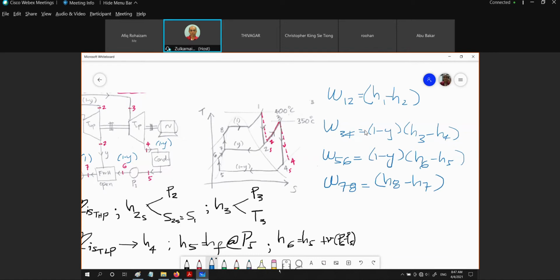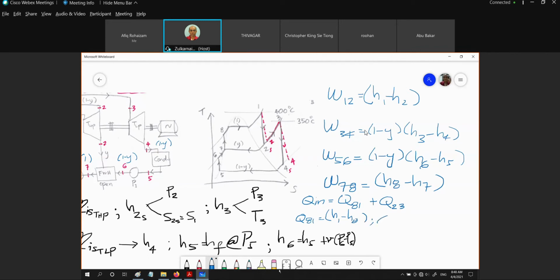And then for the Q in, we have two types of Q in right here: the Q81, and also the Q of the reheat, which is Q23, where the Q81 is equal to H1 minus H8.